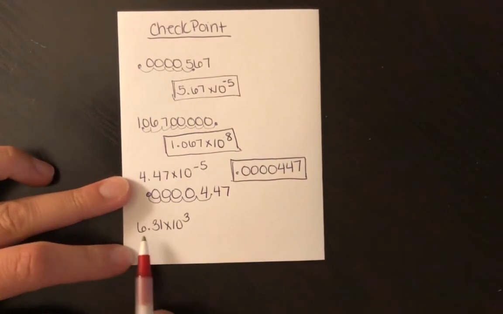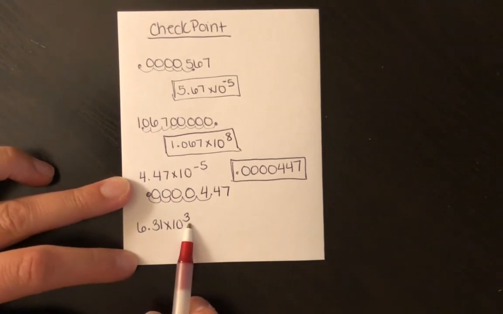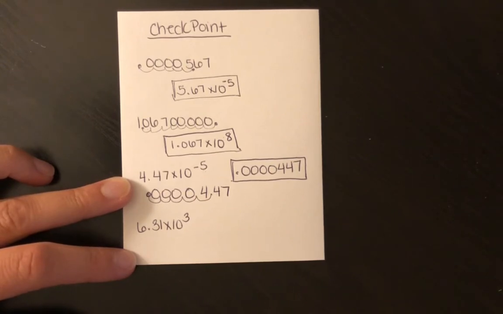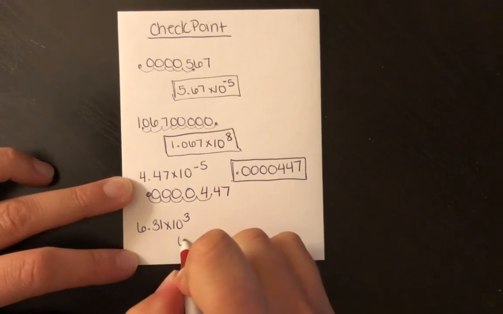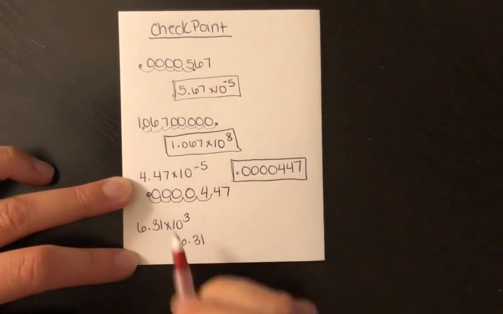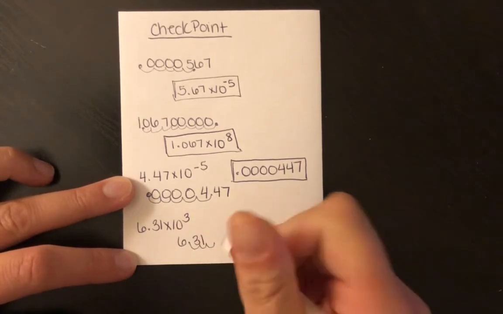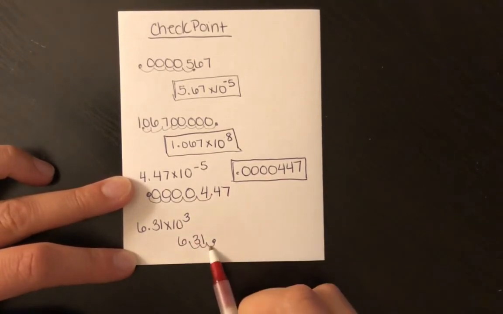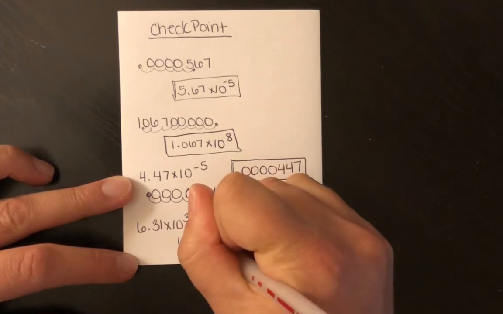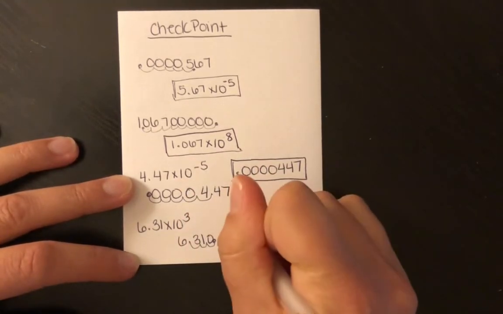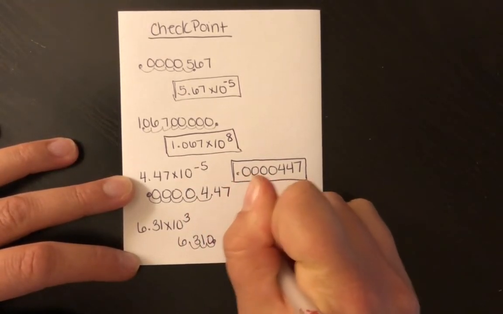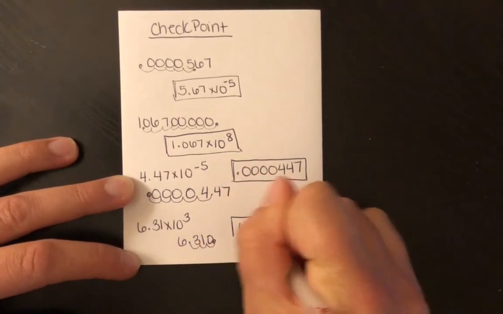Final problem, 6.31 times 10 to the 3. I have a positive exponent, so that means I'm moving the decimal to the right. I'm making the number large. So I'll make sure to give myself some room to work. I'm moving it 3 times. 1, 2, 3. In that space, we'll add a 0 placeholder. So our answer is 6,310.